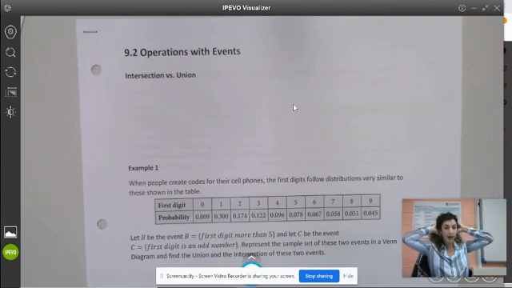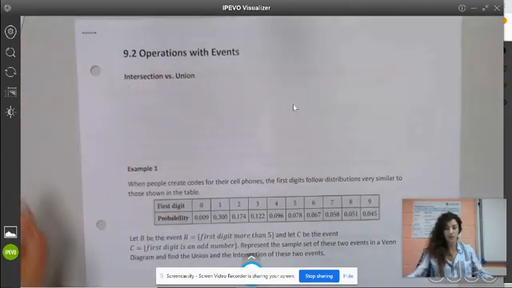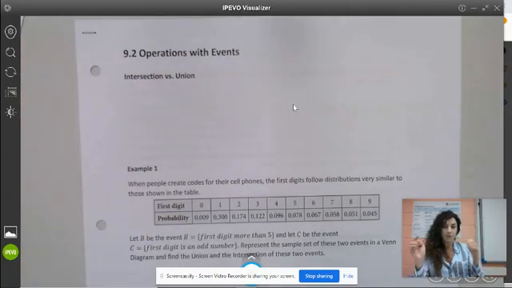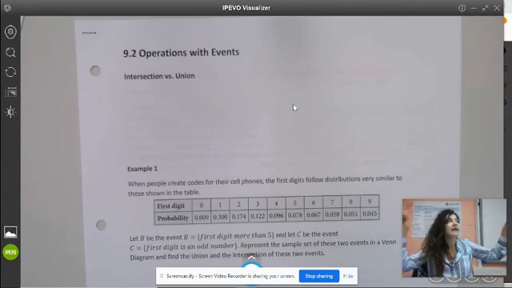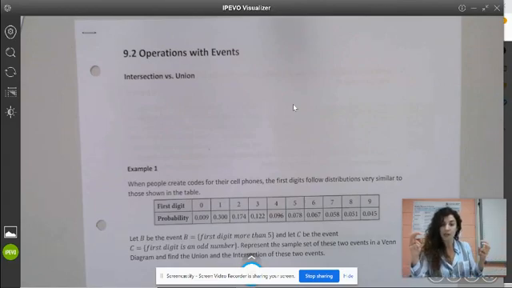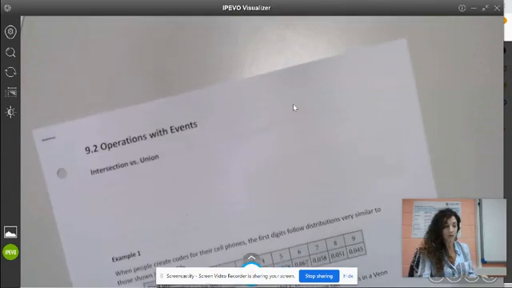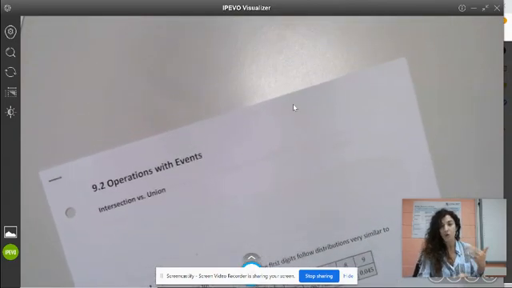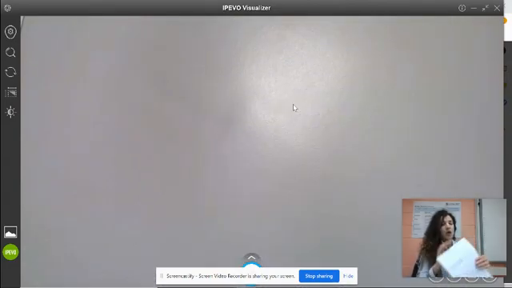And the main idea with these operations is this idea between intersection and union, which is also this idea of the word and or. So you can have a probability of this, or you can have a probability of this and this. Both of these things need to happen is the and word, versus any one of these things could happen, could be the or word. So that's the general idea of what we're going to be playing around with in this unit: and versus or, and what that means for probability.